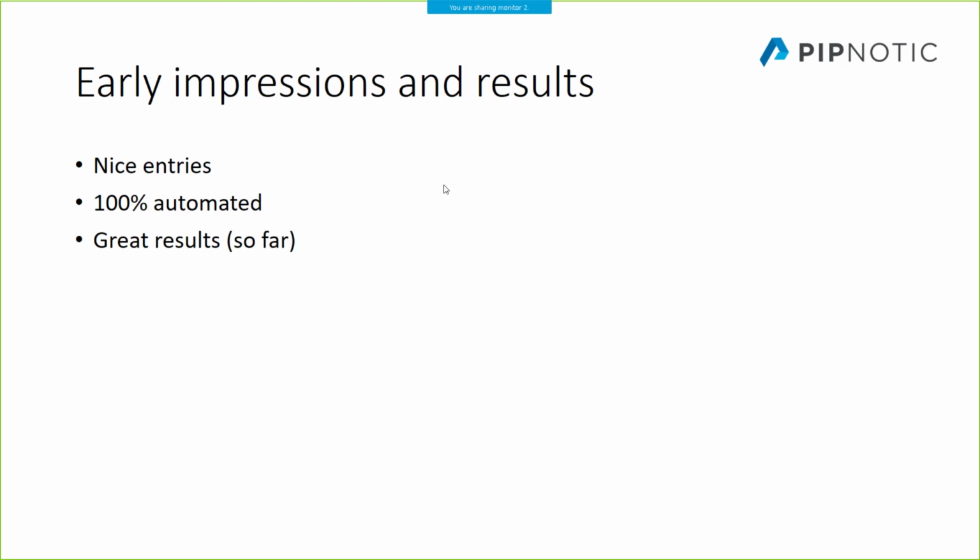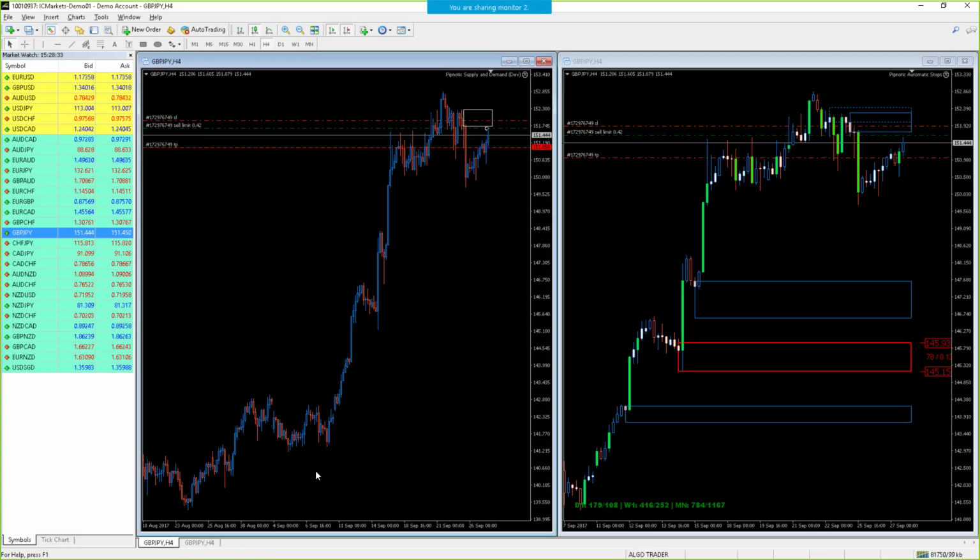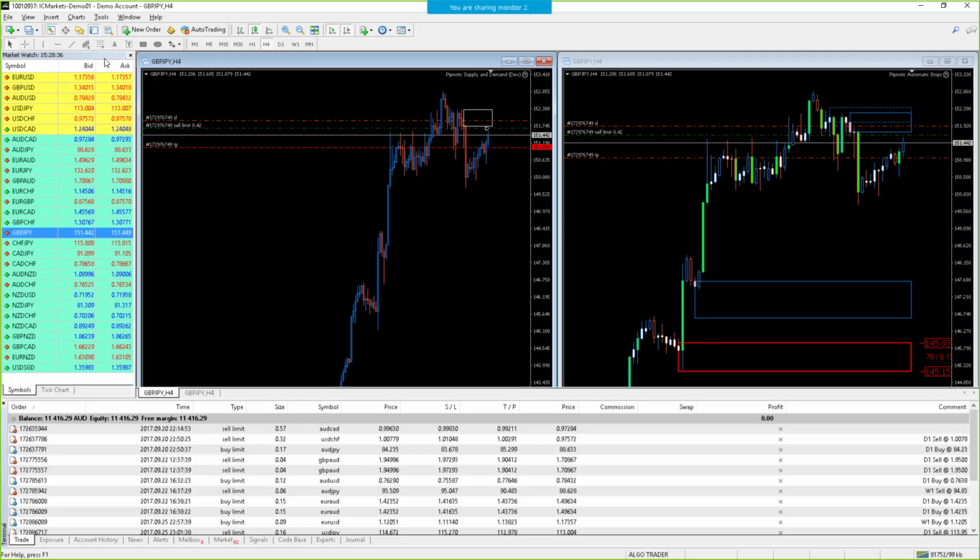So that's just three pretty good examples. So, early impressions and results. When I'm looking at the results, I can see that the entries are generally pretty good, and my requirement was that it was 100% automated, and it is, which I really like. I like the fact that I don't have to meddle, and so far the results have been looking pretty good. So let's have a look at the results since the project was launched, and let's have a look here.